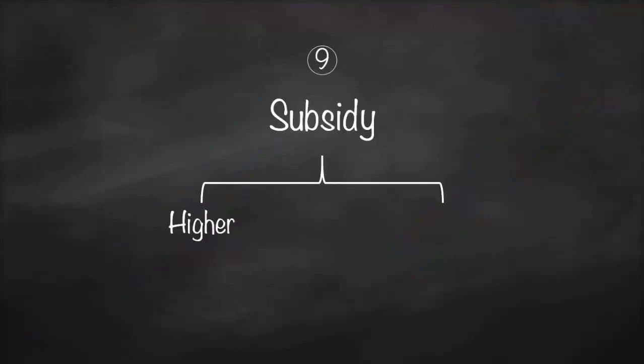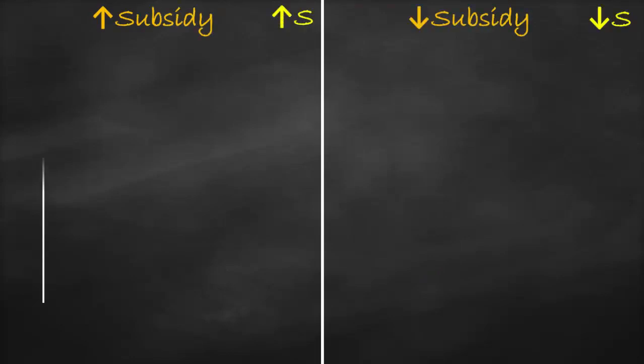Another factor that will shift the supply curve is subsidy. Either we have higher or lower subsidy. Higher subsidy will increase supply, lower subsidy will decrease supply. So higher subsidy is higher supply, lower subsidy means lower supply.